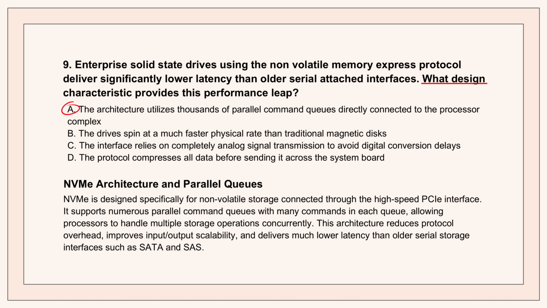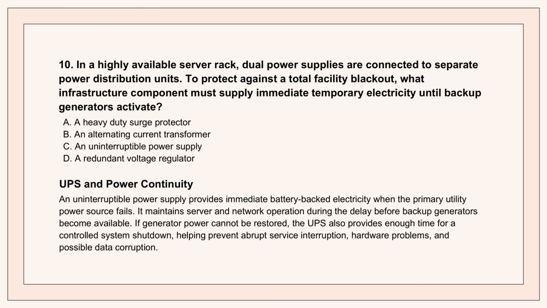Because all this fast, secure, redundant architecture means absolutely nothing if the entire building loses power. Without electricity, there is zero availability. Right. Question 10. In a highly available server rack, dual power supplies are connected to separate power distribution units. To protect against a total facility blackout, what infrastructure component must supply immediate temporary electricity until backup generators activate? The correct answer is C. An uninterruptible power supply provides immediate battery-backed electricity when utility power fails. It keeps servers and supporting equipment operating during the delay before backup generators start, preventing sudden shutdowns, service interruptions, and possible data corruption.